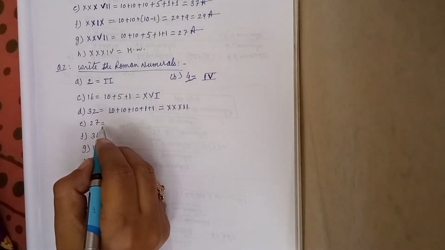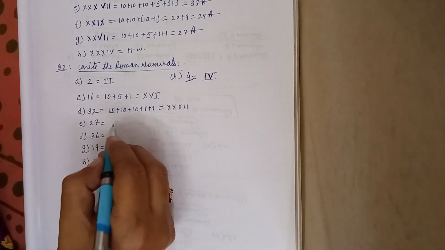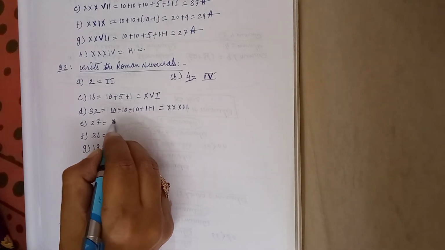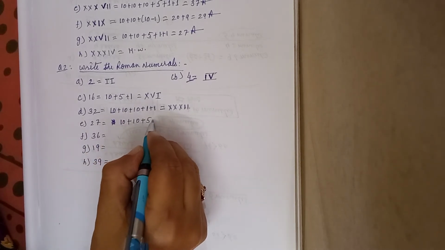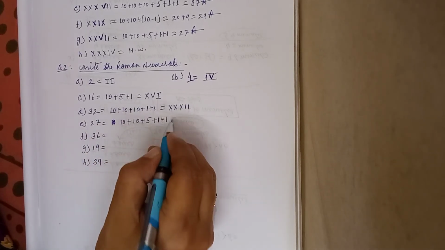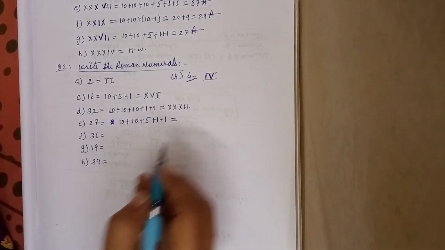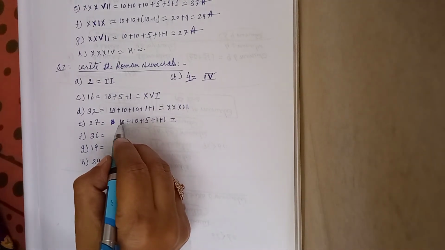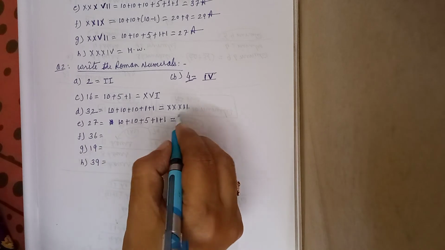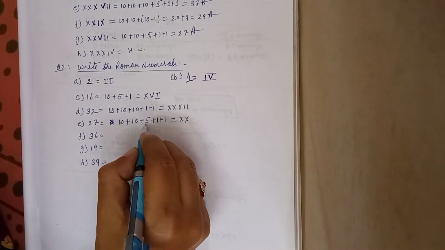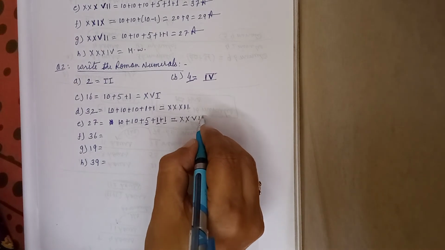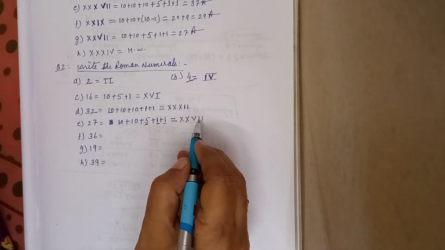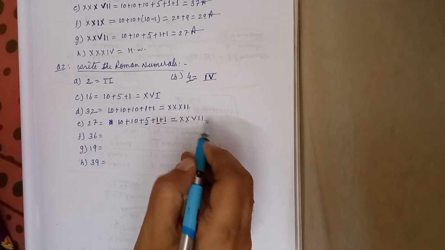Now, next is 27. So 27 को again expand. 10 plus 10 20 plus 5 25 plus 1 26 plus 1 27. After that write the Roman numerals. For 10 we will write X, so 2 times X. For 5 we will write V, and for 1 we will write I, 2 times I. So XXVII stand for 27.